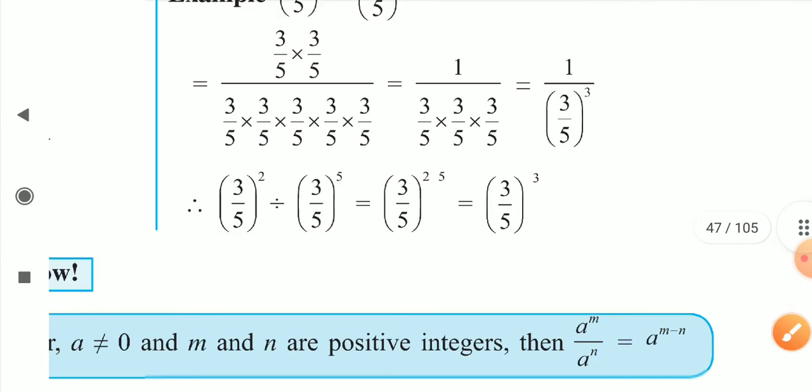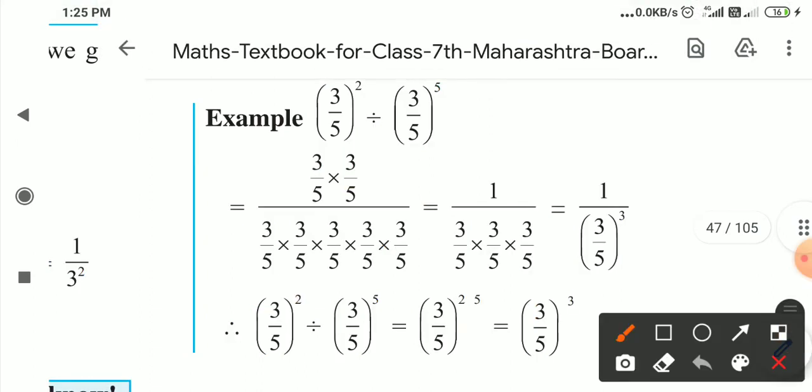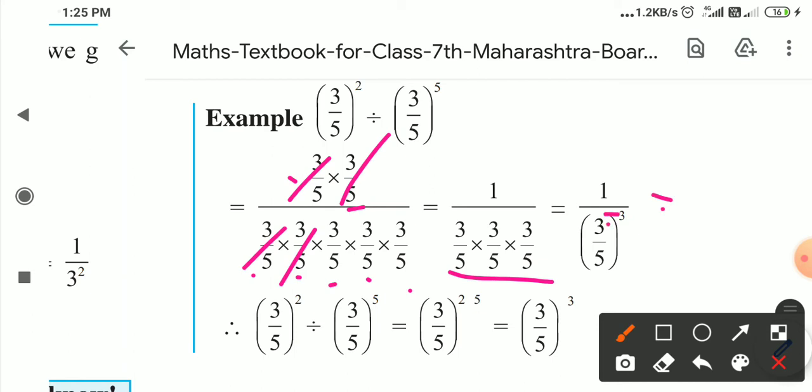See here, you have to follow only this step and solve the example. Here they gave 3 upon 5 square, meaning 2 times multiplication, and 3 upon 5 raised to 5 means 5 times multiplication. Two of these get cancelled. Remains 1 upon 3 by 5 into 3 by 5 into 3 by 5, means 1 upon 3 upon 5 raised to 3. Okay, so in this way we have to solve it. Here negative 3 is there, and positive only. If you want to take it to the numerator's position, then we have to change its sign. So here 3 upon 5 raised to minus 3 will be the answer.